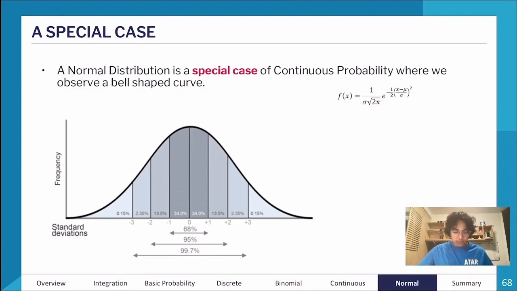Like I said, it follows this really special bell-shaped curve. And what's really nice about this, so this one here is your standard normal distribution. You can see that its mean is centered at 0, so mu is equal to 0, right?